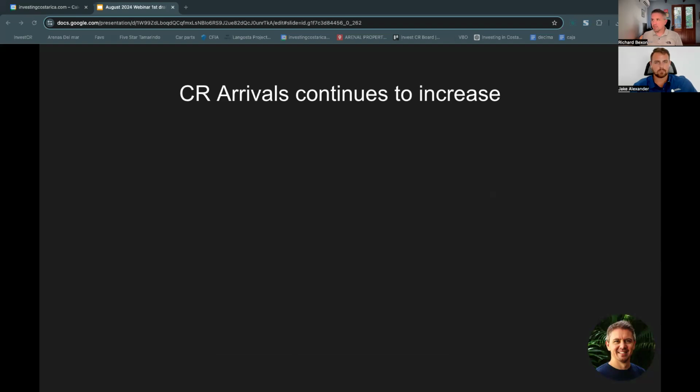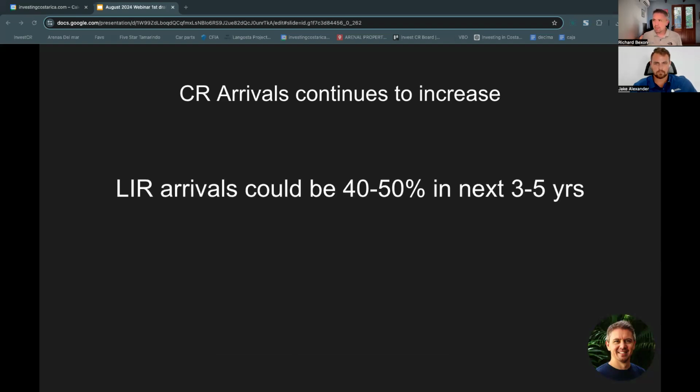So, as I mentioned there, Costa Rica arrivals continues to increase. Liberia arrivals, as I said, there could be 40 to 50% over the next 5 years. Costa Rica had stated that by 2030, it's going to have 5 million travelers. I don't think that's going to be correct, guys. I think you're probably going to be looking at around 3.5 million, maybe up to 4 million travelers.